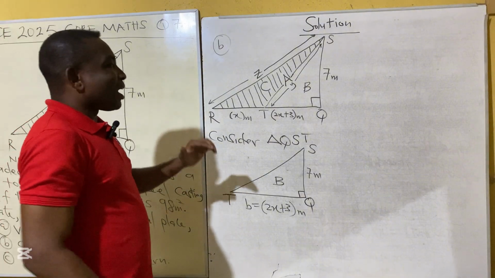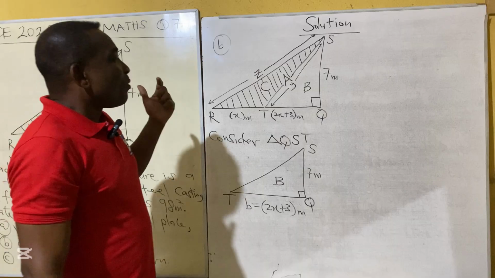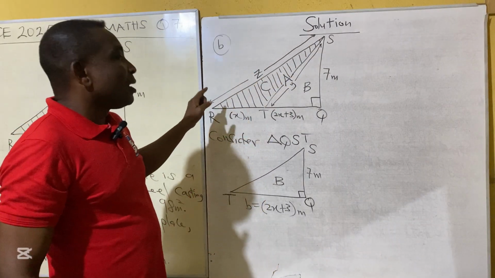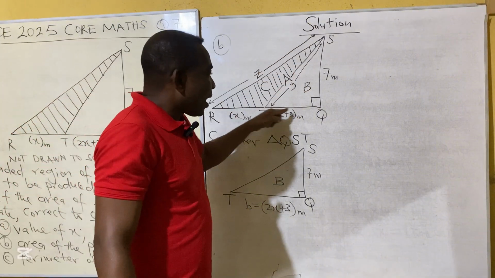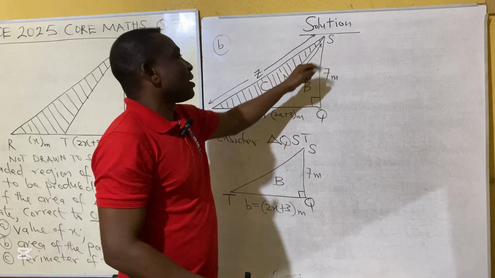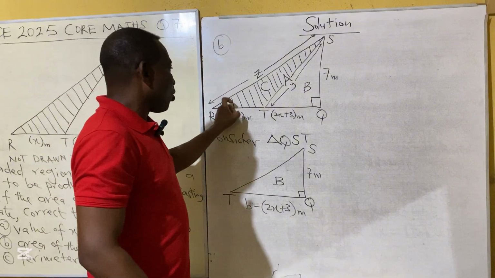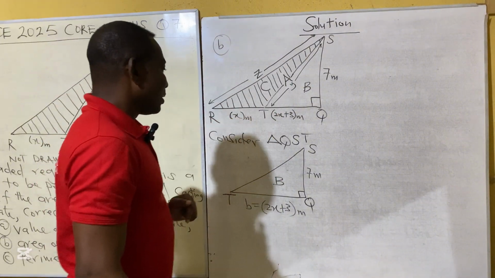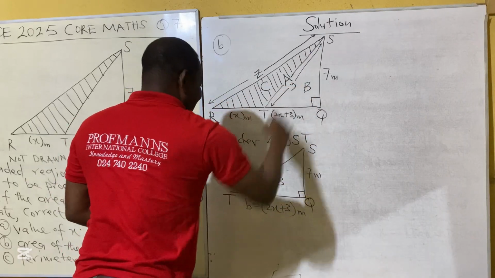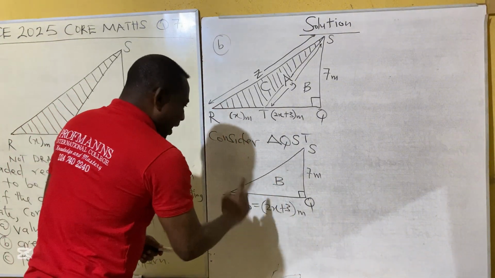So that is the 7, and that is the 2x plus 3 over here. Now, we are supposed to calculate the area of the shaded region. How do we get it? We first calculate the area of the big right angle triangle. Then we calculate the area of the smaller right angle triangle. Then we subtract the area of the smaller triangle from the area of the bigger triangle. Then we get the area of the shaded region, which is the pattern. So now let us calculate the area of this smaller right angle triangle. The formula we know is half base times height.